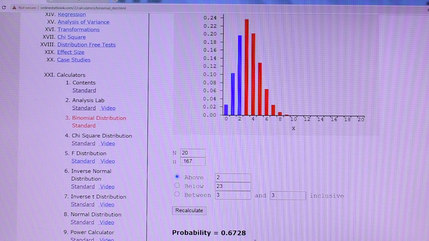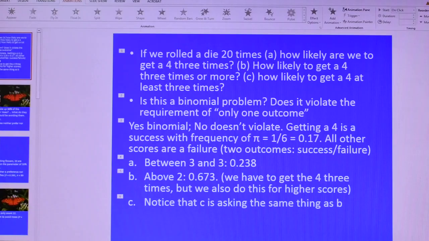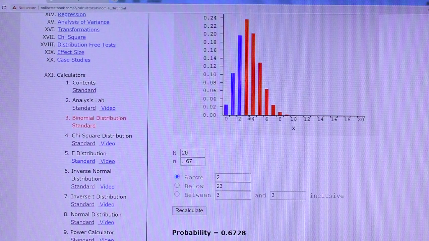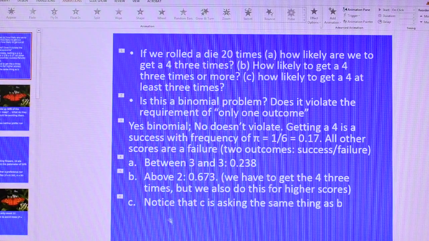So if you roll the dice 20 times, the 4 is going to come up 3 or more times about 67% of the time. Okay? All right. What about below? Or let's see what the other question was here. Okay, so that's 67. How likely to get a 4 at least 3 times? Okay, at least 3. So at least 3, we want a 3, but then a 4, a 5, or a 6 would also be at least 3, wouldn't it? So I put this in here just because I wanted to show you there's more than one way to ask a question. This is actually the answer for that last question as well. Notice that it's asking the same question as the other one was.